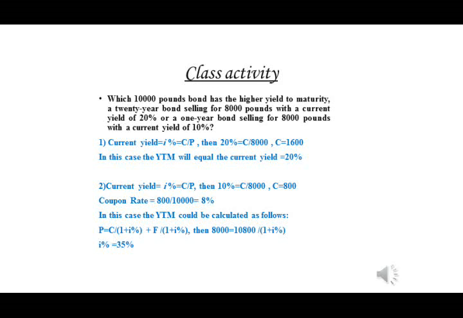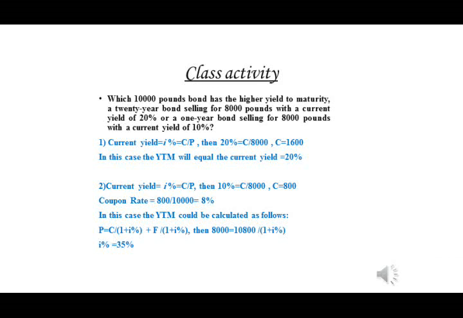Here we want to compare between two bonds. Which one has the higher yield to maturity? The first one is a 20-year bond selling for £8,000 with the face value 10,000 with the current yield 20%, and the other one is a 1-year bond selling for £8,000 with the current yield of 10%. Of course, we are going to choose the bond with the higher yield to maturity.